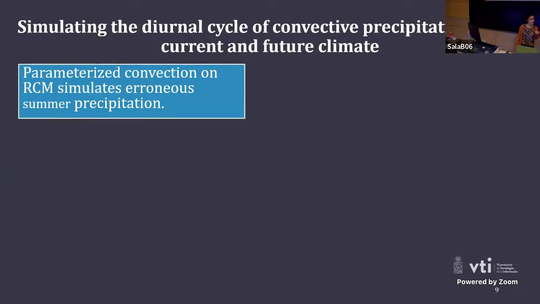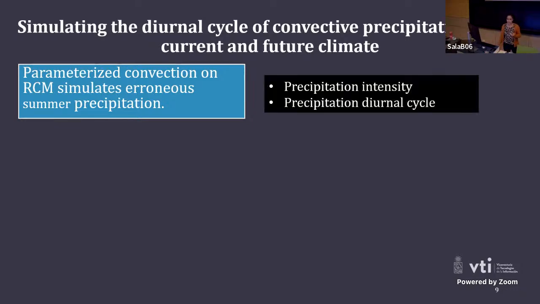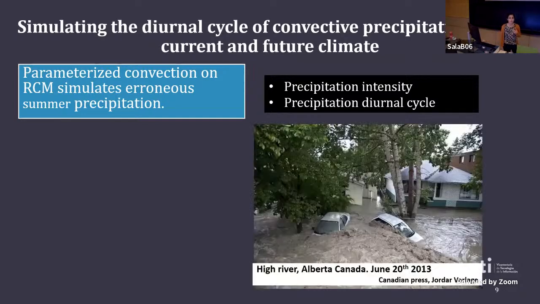When you parameterize convection, the regional climate model gets the convective storms wrong. The main characteristic that you can find in the literature is that the precipitation intensity and the diurnal cycle, which is very characteristic of summer precipitation, weren't there in regional climate models, and not even in global climate models. So that's something that convection permitting simulations are able to overcome. And why is that important? Because those characteristics are key features that we look into when we try to forecast floods, for example, especially in the mountains.